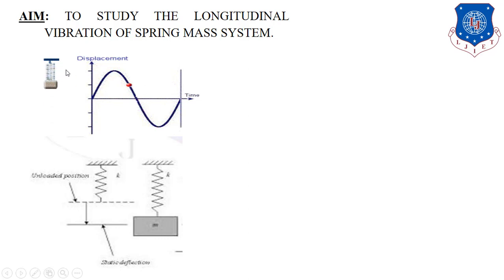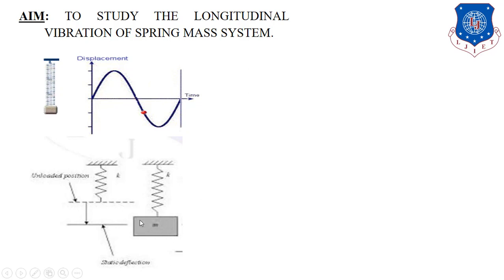In a spring mass system, as we all know, there is one spring and one mass. The mass m is attached to the spring, and one end of the spring is fixed. Below you can see the spring with stiffness K, in its unloaded position and loaded position. The mass M is attached to the spring. After placing the mass at the end of the spring, due to the mass there will be a deflection delta. So there is a static deflection delta due to the mass m.